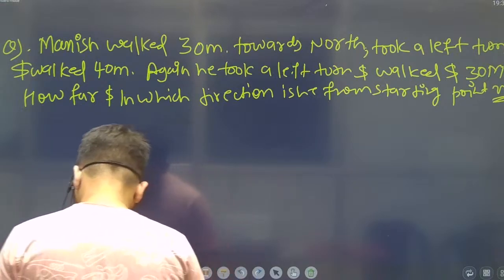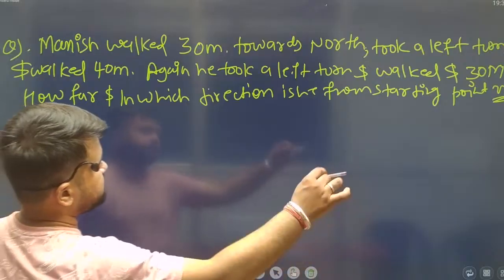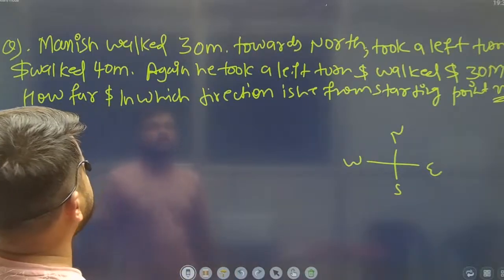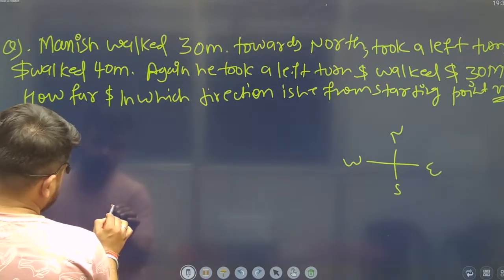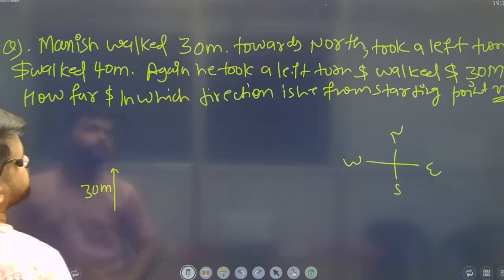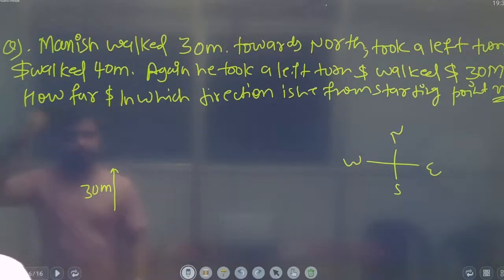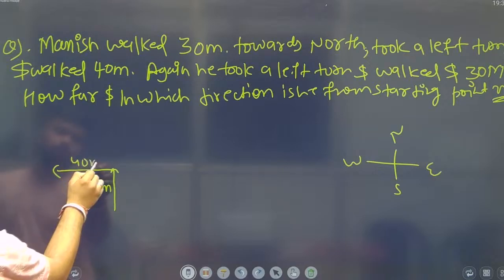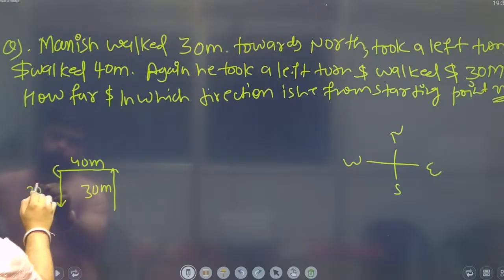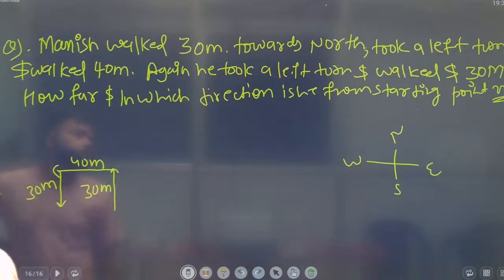Fast, guys. South 40, you said, okay? Fine. Let's see. East, west, north, south, okay? Manish walked 30 meters north, took a left turn and walked 40 meters. Again, he took a left turn and walked 30 meters. How far and in which direction is he from the starting point?